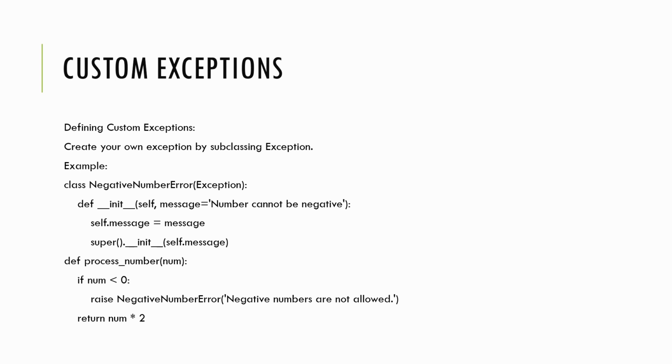Now let's talk about custom exceptions. In Python, you can create your own exception by subclassing the built-in Exception class. In this example, we define a custom exception called NegativeNumberError, which is raised if a number less than 0 is processed. This gives us more control over how specific errors are handled.